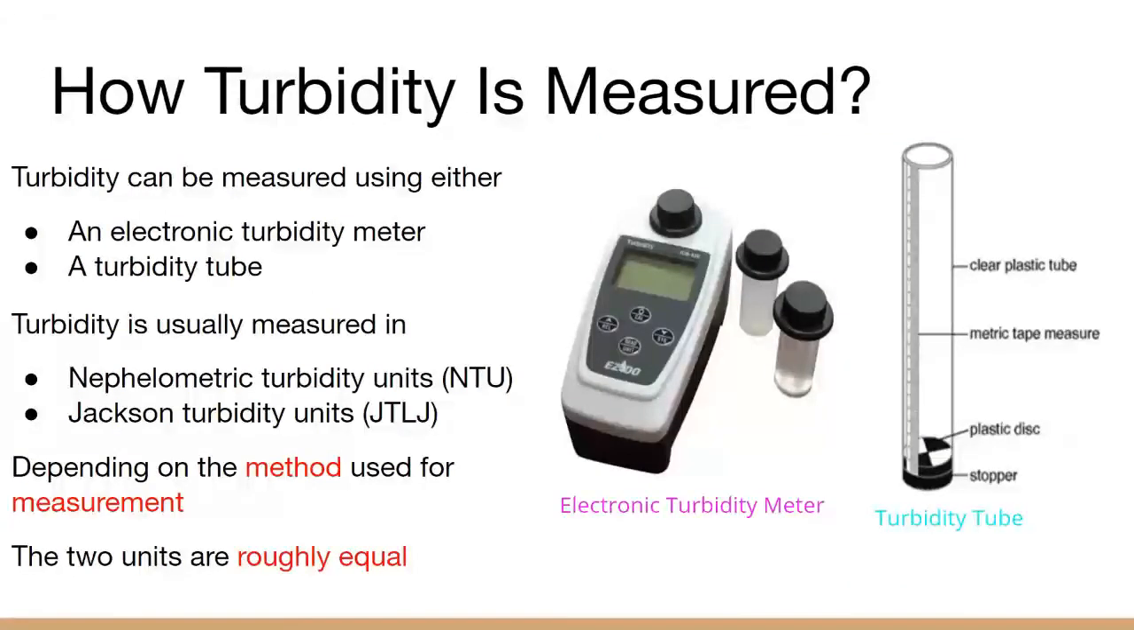So how is turbidity measured? Turbidity can be measured using either an electronic turbidity meter or a turbidity tube. Turbidity is usually measured in NTU or FTU, depending on the method used for measurement. The two units are roughly equal.